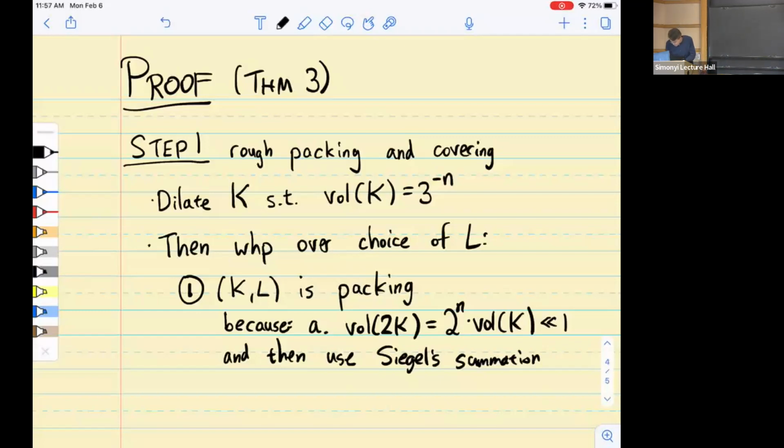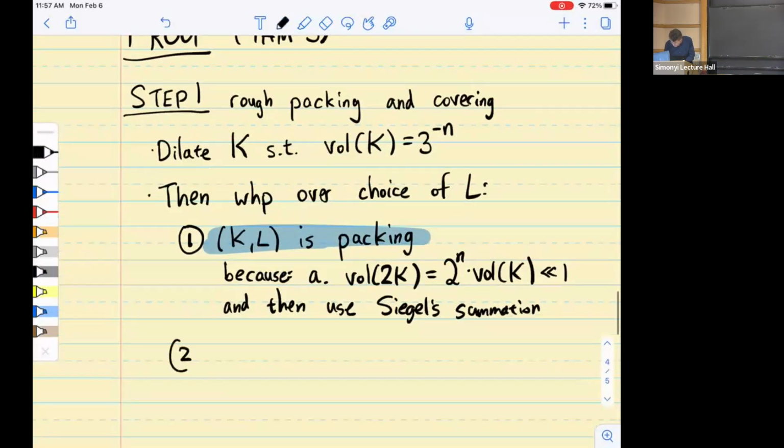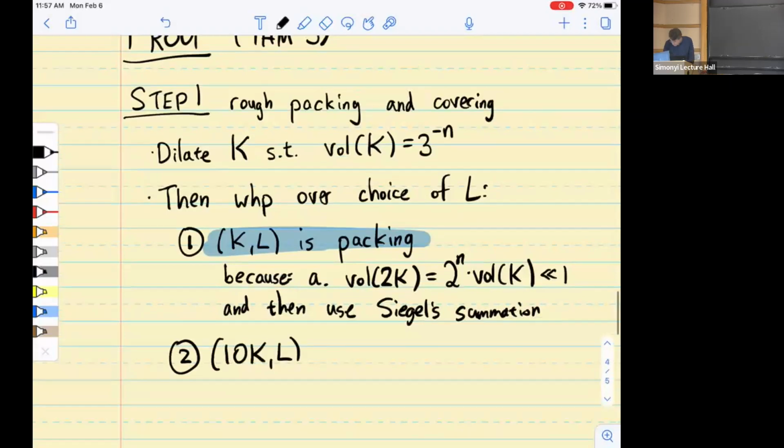So we know that K is packing, and I want the other direction. I also want to show that it's covering. So I want to show that if I just scale it up by 10, and again, it's a lot in terms of volume, it's like 10 to the n more, it's covering. Because this gives me like two. So I won't prove this part.